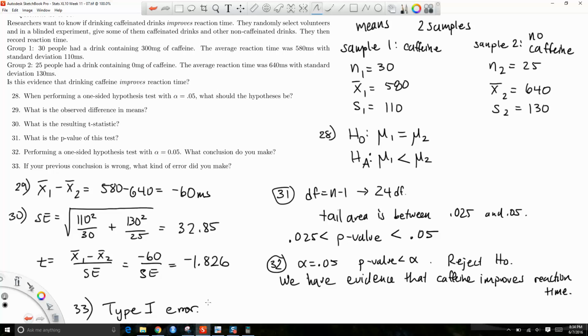So it's saying if that conclusion was a mistake. The conclusion we made was to reject the null hypothesis. If we mistakenly reject the null, that is type 1 error. Okay?